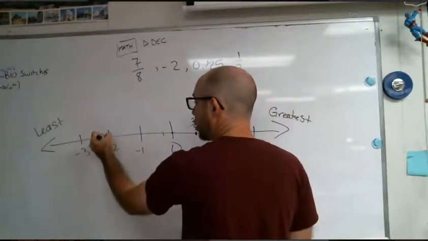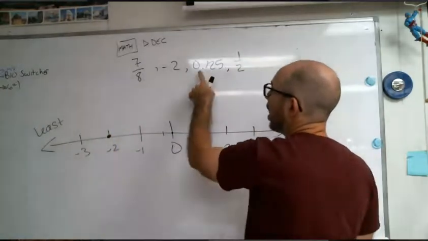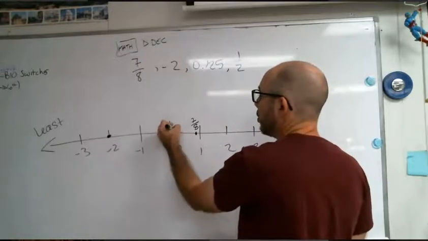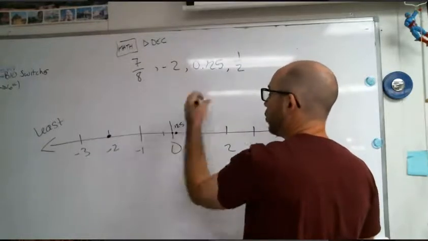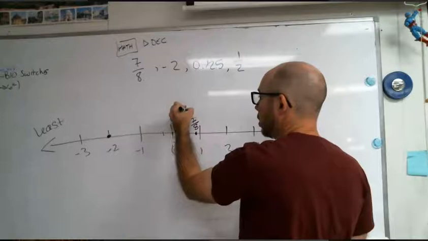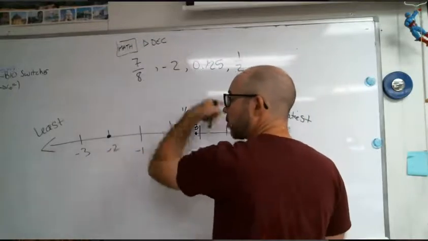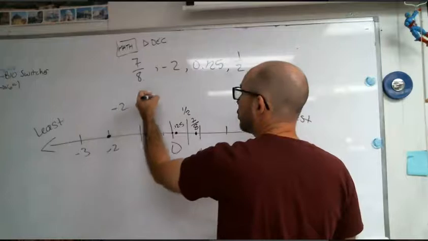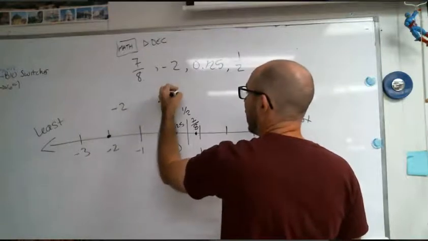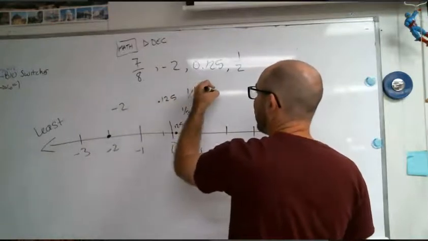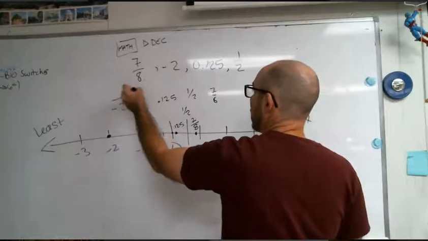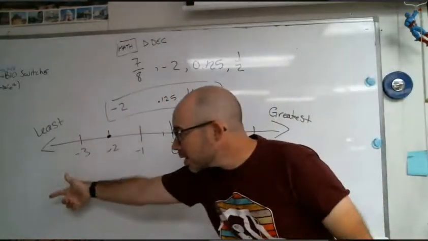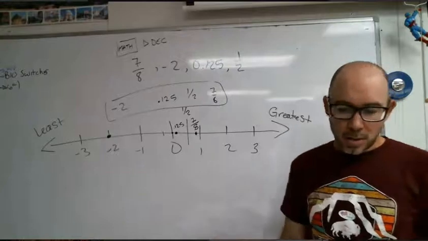-2 is over here. And then you've got a very small number. It's a little bit bigger than 0, right? So it's going to go somewhere over here. And then 1/2 is right there. So from left to right, from least to greatest, we have -2, 0.125, 1/2, and 7/8. And that's what they want you to do. They want you to order those things from the furthest to the left, the furthest to the right.